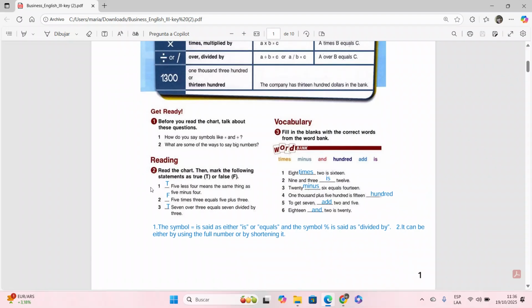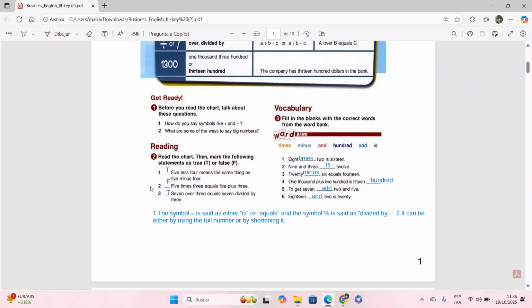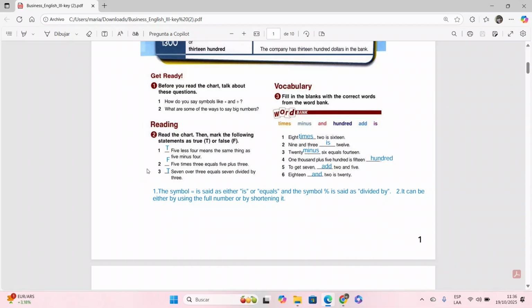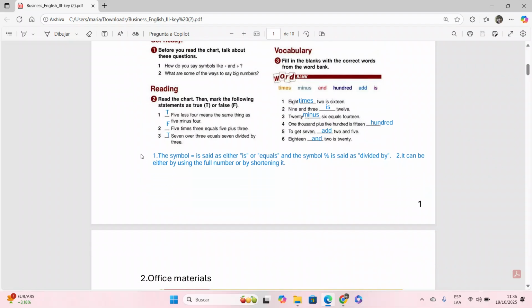2. Reading. Number 1. True. 5 less 4 means the same thing as 5 minus 4. 2. False. 5 times 3 equals 5 plus 3. 3. True. 7 over 3 equals 7 divided by 3.